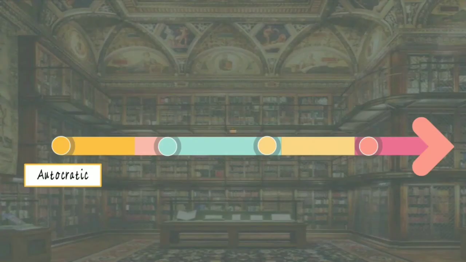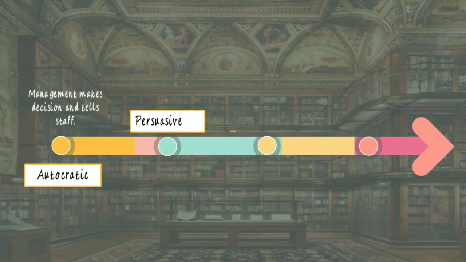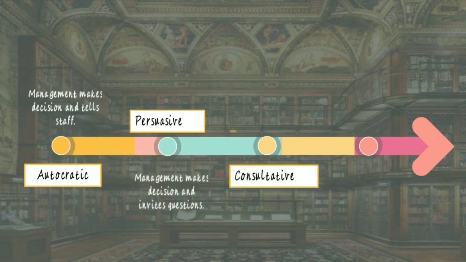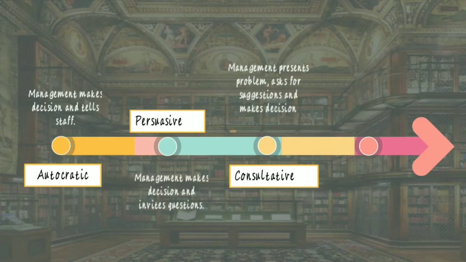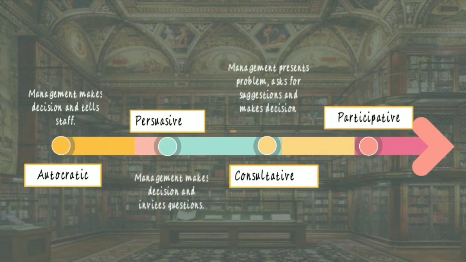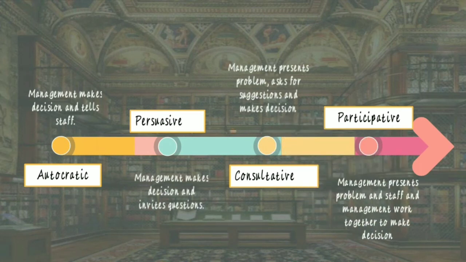Okay? Based on another source, there are four styles of management. First is the autocratic. Autocratic is management makes decisions and tells staff. The second is persuasive. Persuasive management makes decisions and invites questions. And the third is consultative. Consultative management presents problems, asks for suggestions, and makes decisions. And the last is the participative. Participative is management presents problems, and staff and management work together to make decisions. Okay?